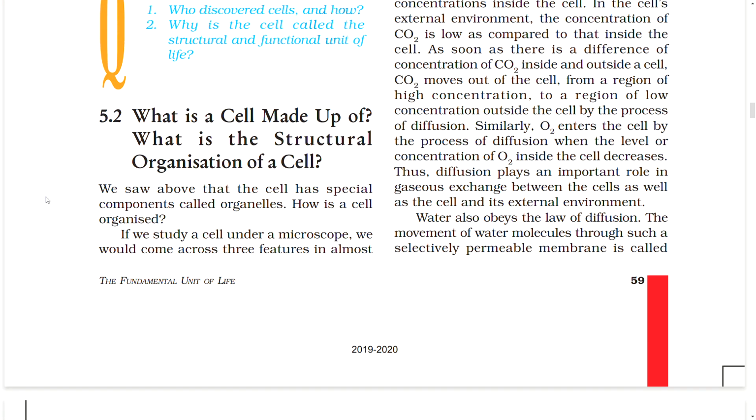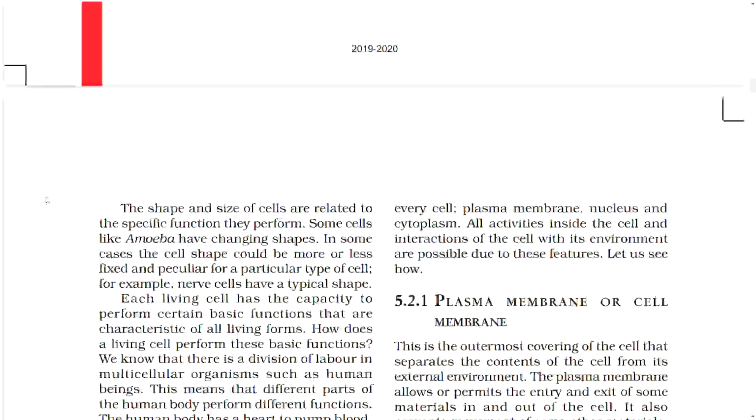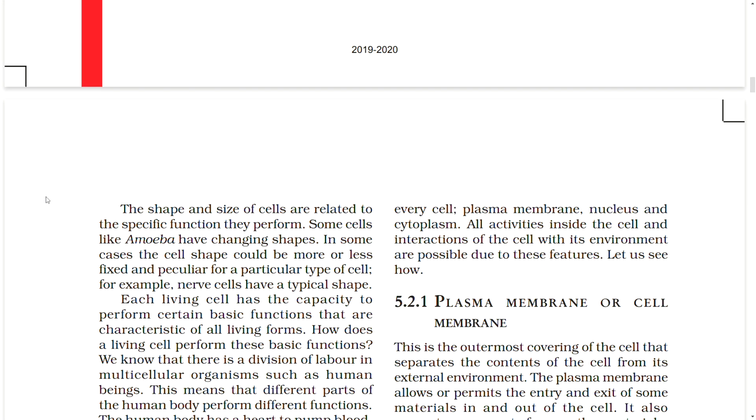5.2. What is a cell made up of? What is the structural organization of a cell? We saw above that the cell has special components called organelles. How is a cell organized? If we study a cell under a microscope, we would come across three features in almost every cell: plasma membrane, nucleus, and cytoplasm. All activities inside the cell and interaction of the cell with its environment are possible due to these features. Let us see how.